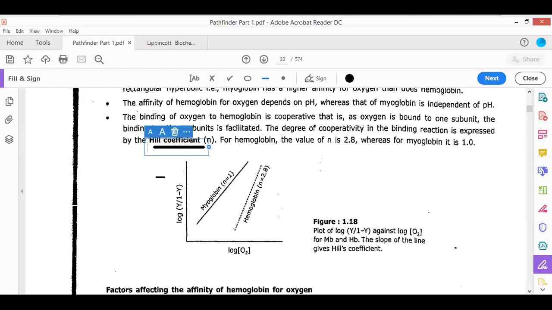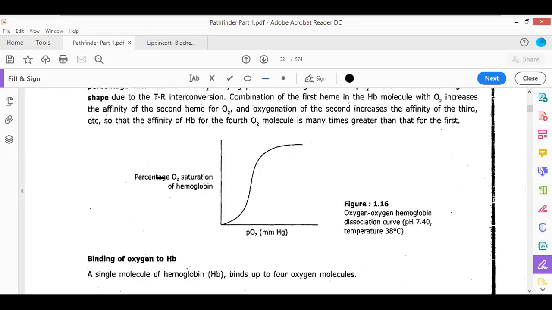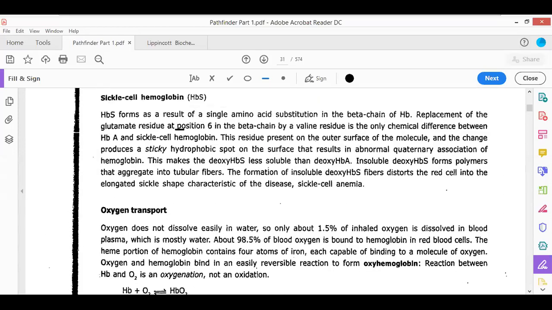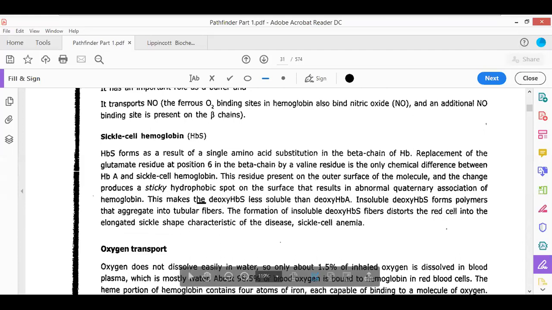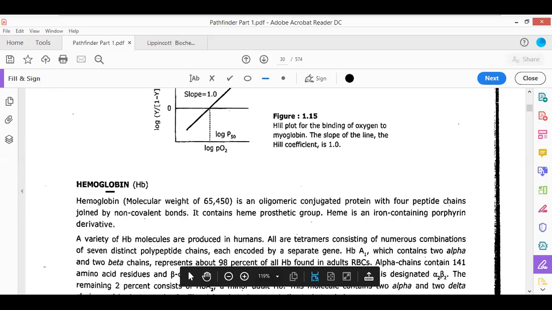With all these things, I have finished myoglobin, I have finished hemoglobin, I have finished their binding status, how these molecules bind, and how their binding takes place. So we would be starting with hemoglobin from tomorrow's class at the same time, at the same place.